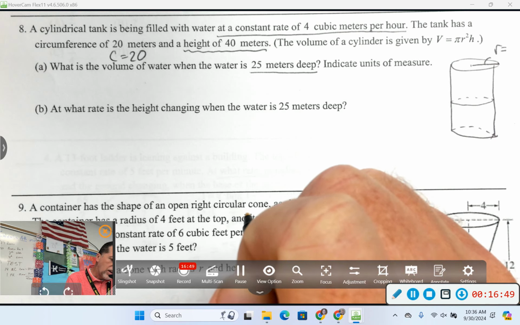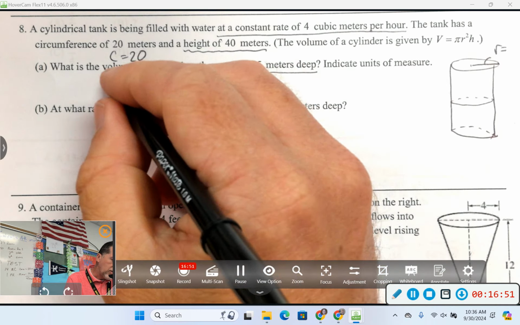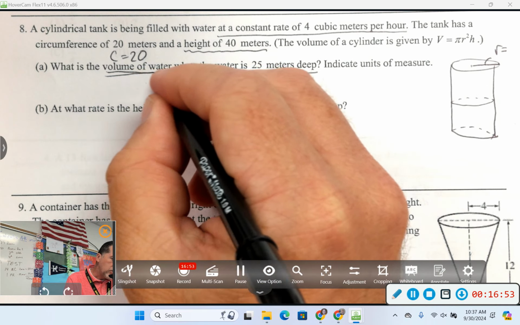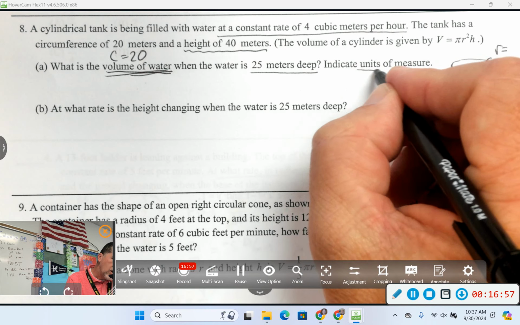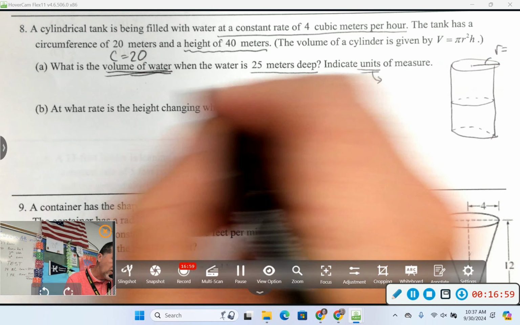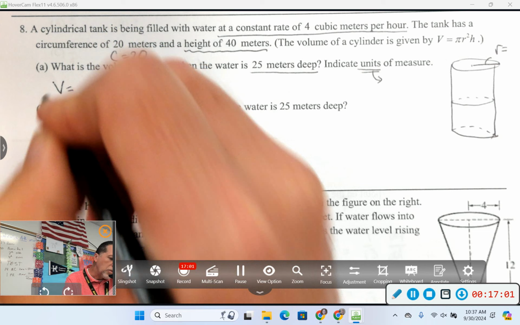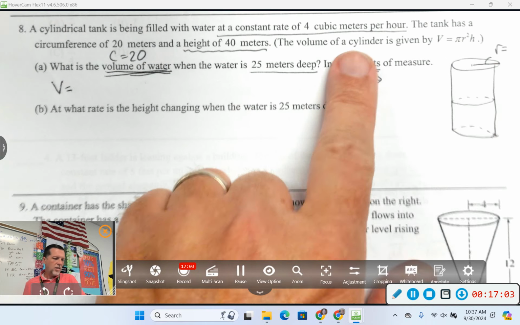Okay. Indicate units of measure. Volume of water. What is my units going to be for this one? Let's answer that now. If I'm trying to find volume, it's going to be meters cubed.